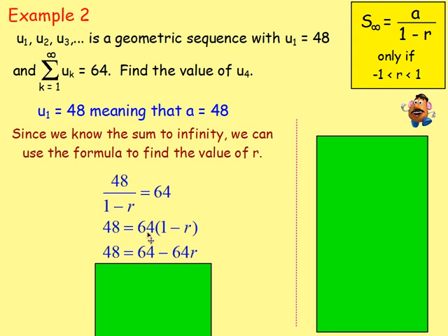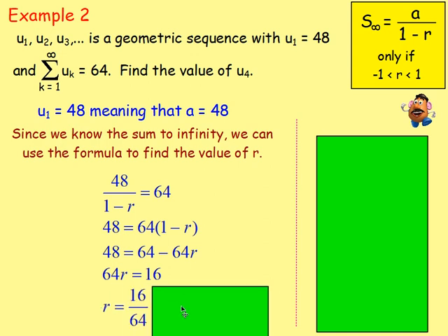If we add 64R to both sides, we'd have 64R plus 48 equals 64. Then subtract 48 from both sides, and we would have 64R equals 16. Then divide both sides by 64, so R would equal 16 over 64. And if you simplify that, you would get 1/4. So we know then the value of A, and we know the value of R, and we also know this sum to infinity.